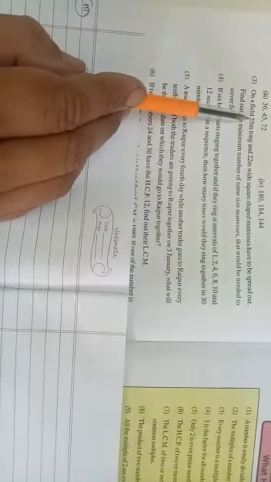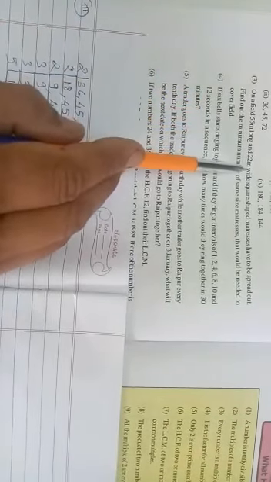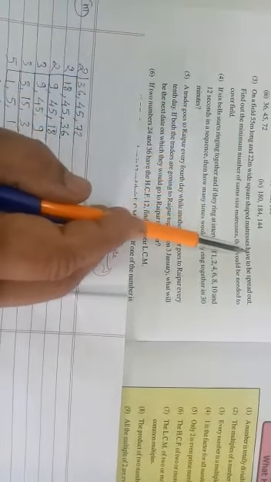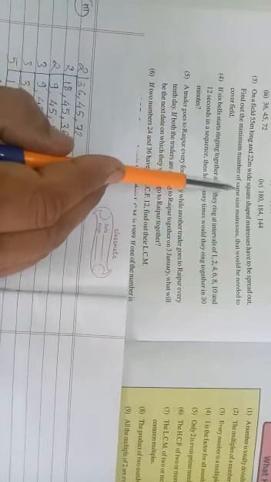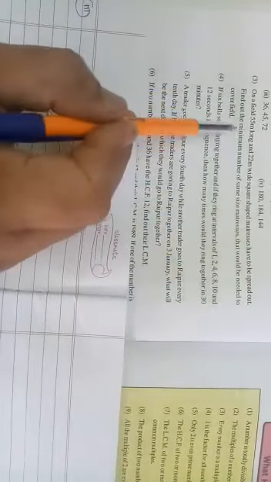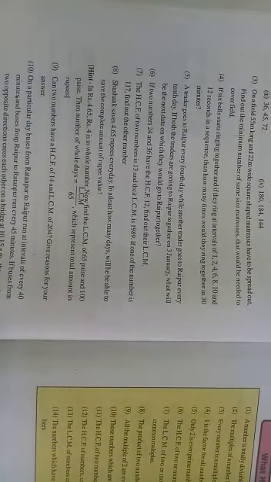Now question number 3. On a field 55 meter long and 22 meter wide, square shaped matrices have to be spread out. Find out the minimum number of same size matrices that would be needed to cover the field. What to find out? Minimum. Minimum means we have to find the LCM.